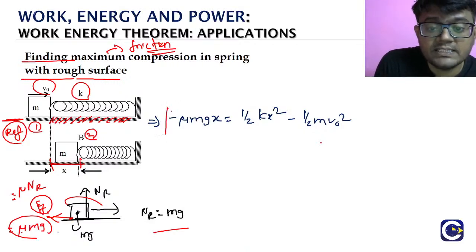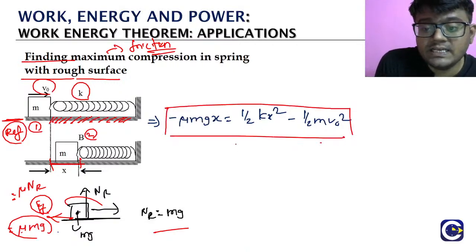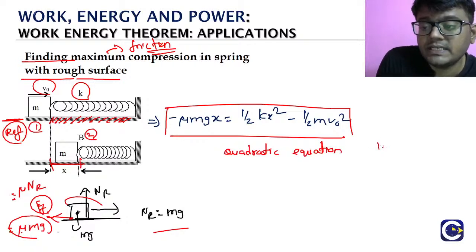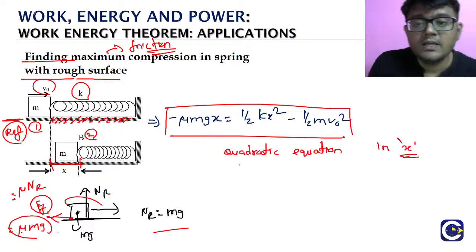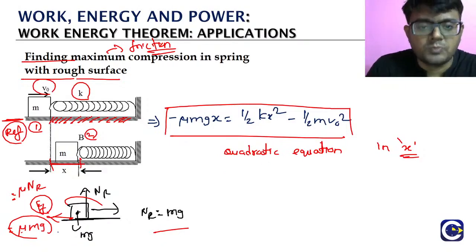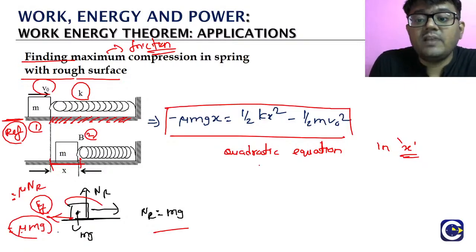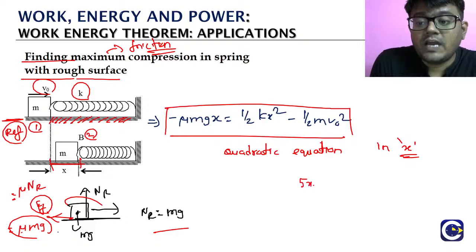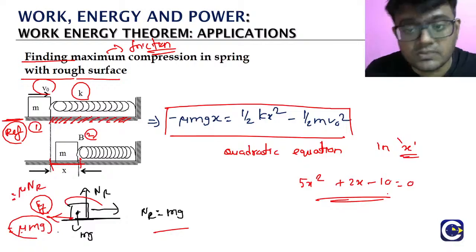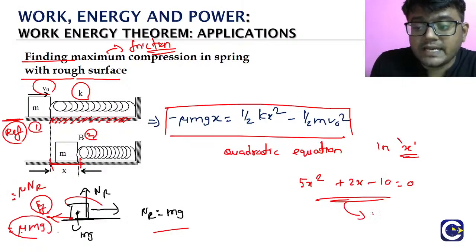Look here, what is this one? It's a quadratic equation in x. If we have actual values, then we will be able to solve it. Say for example mu is equal to 0.1, m is equal to 5, if we have values like that, then we will get a quadratic equation like maybe 5x square plus 2x minus 10 is equal to 0. Solving it, we will get the values of x.